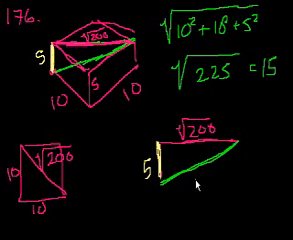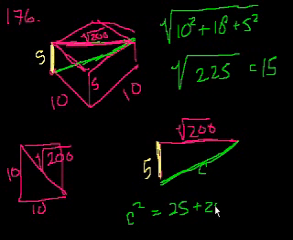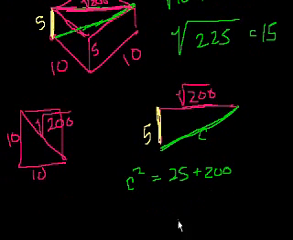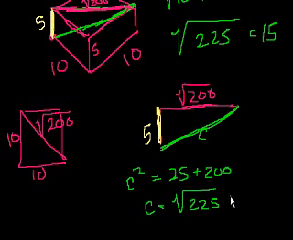So here we just use the Pythagorean theorem. Let's call this c. c squared is equal to 25 plus 200. And then you get to the same answer that we just got to. So c is equal to the square root of 225, which is equal to 15.